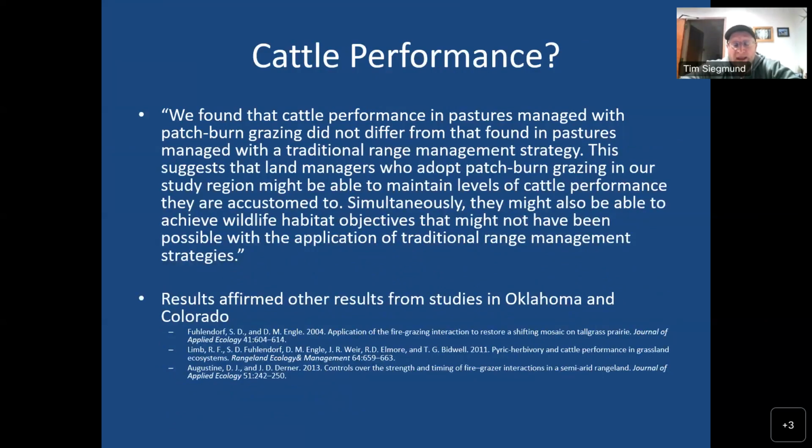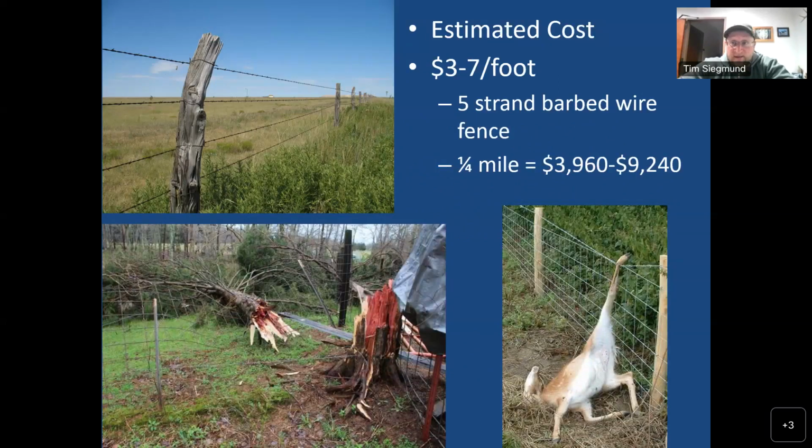So for landowners, how does this affect cattle performance? In general, the research papers listed at the bottom found that cattle performance in pastures managed with patch burn grazing did not differ from that found in pastures managed with the traditional range management strategy. So in their study region, they were able to maintain the levels of cattle performance they're accustomed to, while also increasing the wildlife habitat they're focused on, and that was done where traditional techniques would not have happened. And these results were affirmed by other studies in Oklahoma and Colorado. So basically, I'm setting the table for a whole lot of other stuff we're going to be talking about here.